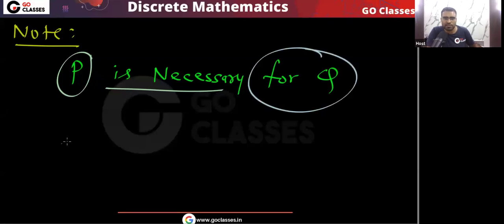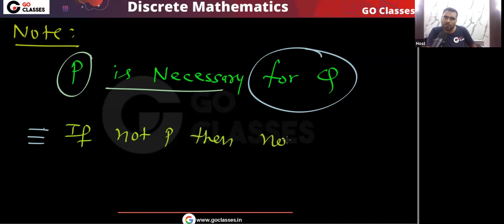How to translate this? This is same as if P does not happen, then Q does not happen. This is same as if not P, then not Q. This is same as negation P implies negation Q.